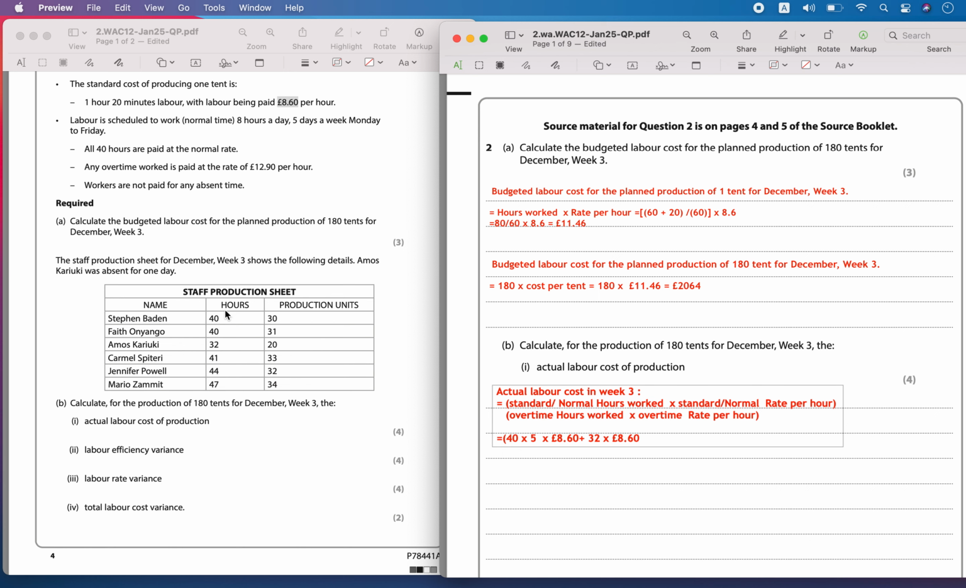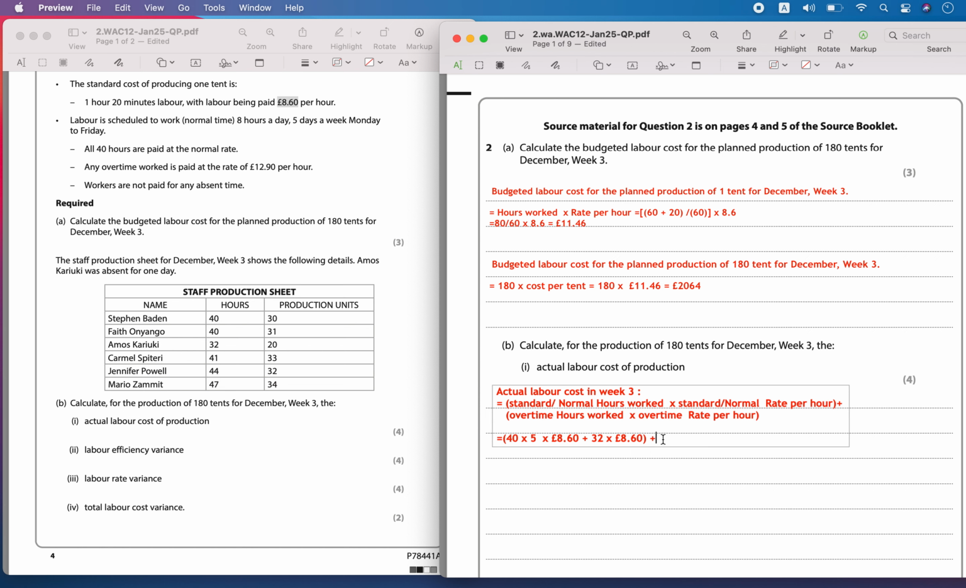So all the people who have worked, at least 5 people have worked for 40 hours, 1 2 3 4 5. So I'm just multiplying it with 5 and multiplying with the rate, and this person who has worked for 32 hours is also paid at the standard normal rate.